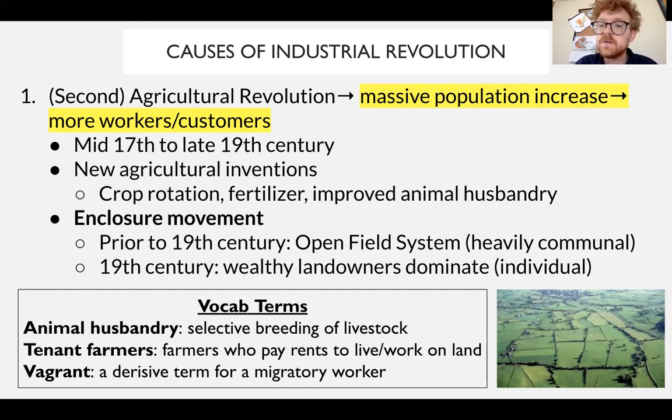But let's first look at population growth. What is leading to the Industrial Revolution in terms of population growth? Well, it's yet another revolution. It is the so-called Second Agricultural Revolution. And the agricultural revolution, occurring in the 1600s to about the end of the 1800s, is a period where we will see new agricultural inventions, new agricultural techniques. And the overall impact of these new techniques is increased population growth.